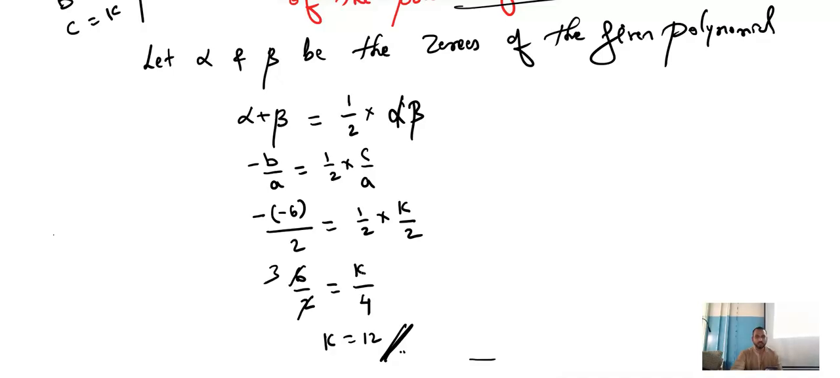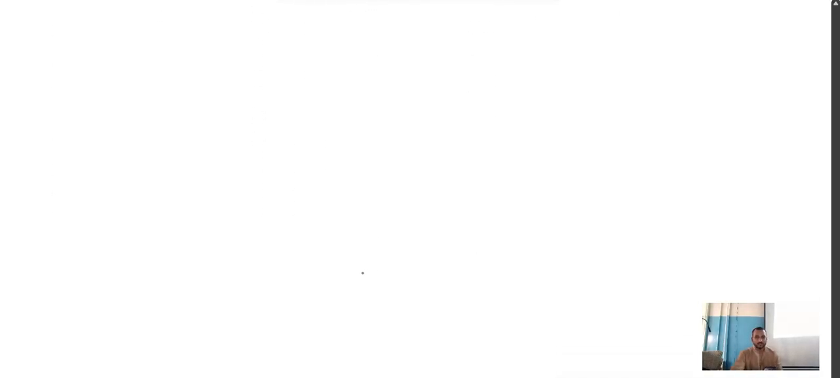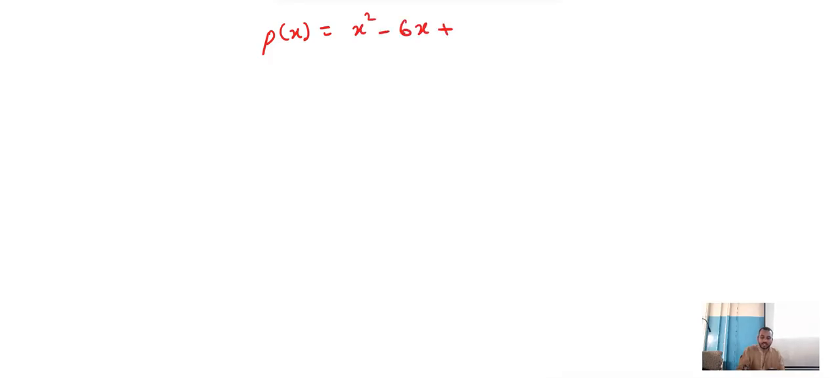Copy down the next question. If one zero of the polynomial p of x equals x square minus 6x plus k is twice the other, then find the value of k.